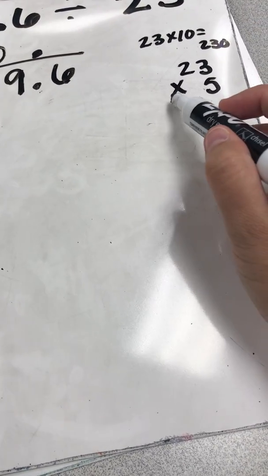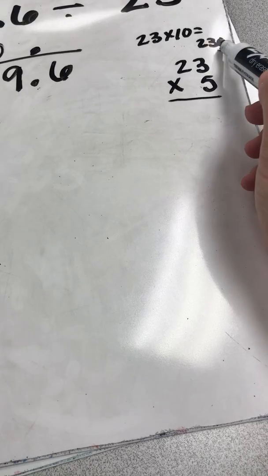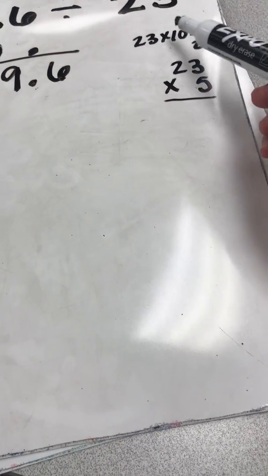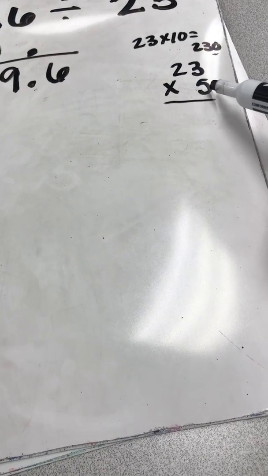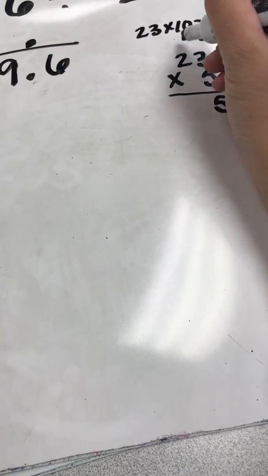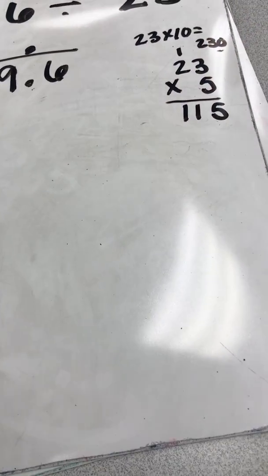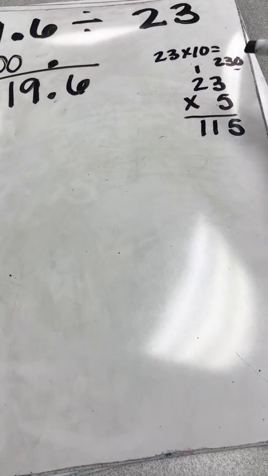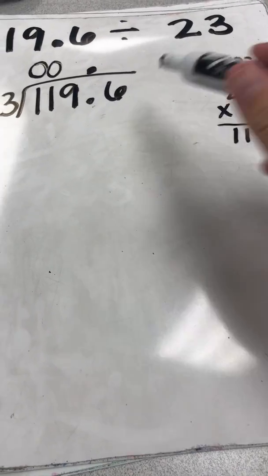Because I want my answer to be about half of 230, because I think 119 is about half of 230, I'm going to use about half of 10, which is 5. So I'm going to use it as my starting number. When I multiply this, I'm going to get 115. So I used some good skills here, but I kind of got lucky. 115 is very close to 119.